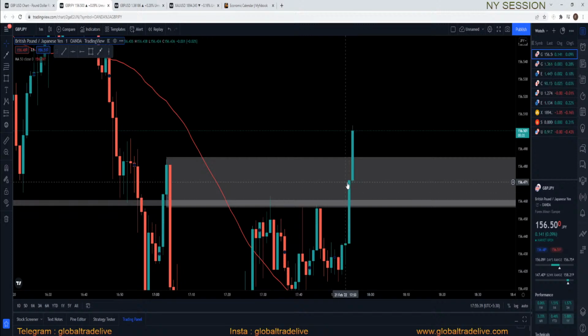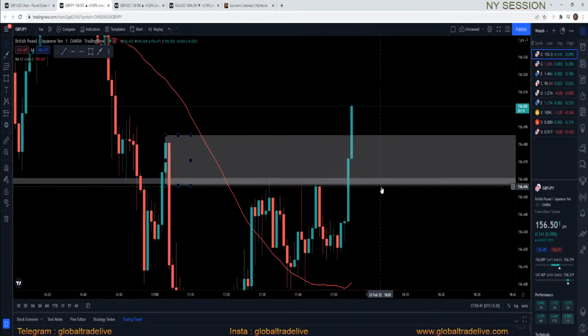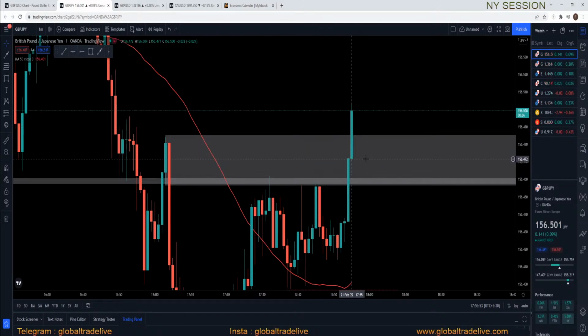Oh, look here. GBP/JPY just went all the way up. Look here, this candle is about to close in 10 seconds. Let's see where this candle will be closing. If this candle closes back inside this area, then I'm gonna take a sell on the next candle.